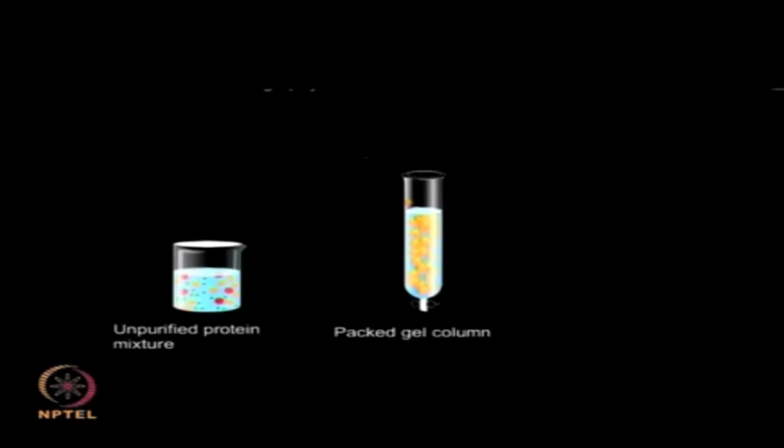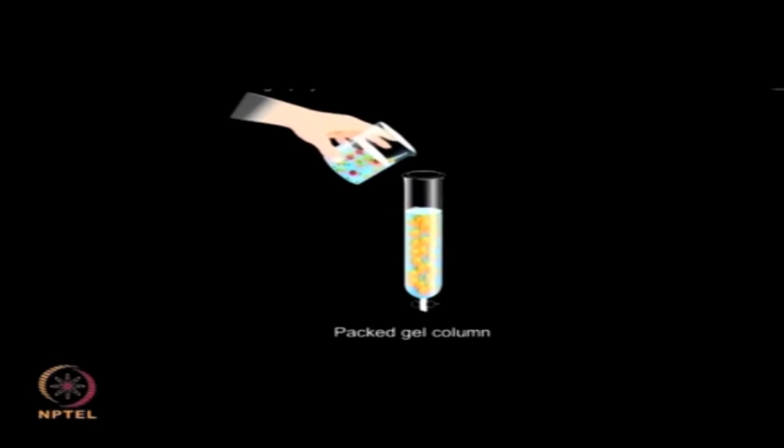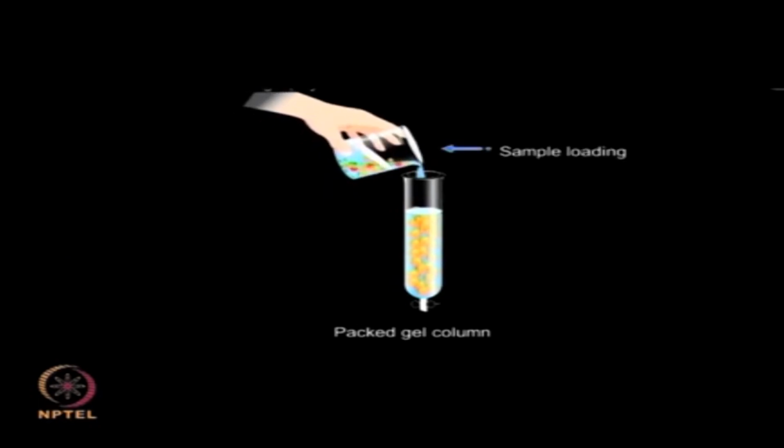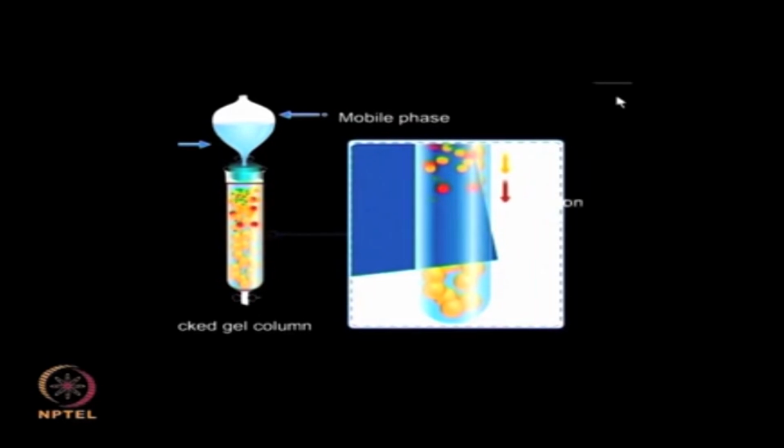Now, let me show you how this process works. So, first, the matrix, which is suitable for the required protein separation, is packed in the column. This packed gel matrix is then loaded with the protein sample containing a mixture of unpurified proteins of different sizes. The column is then eluted with a salt solution of appropriate concentration.